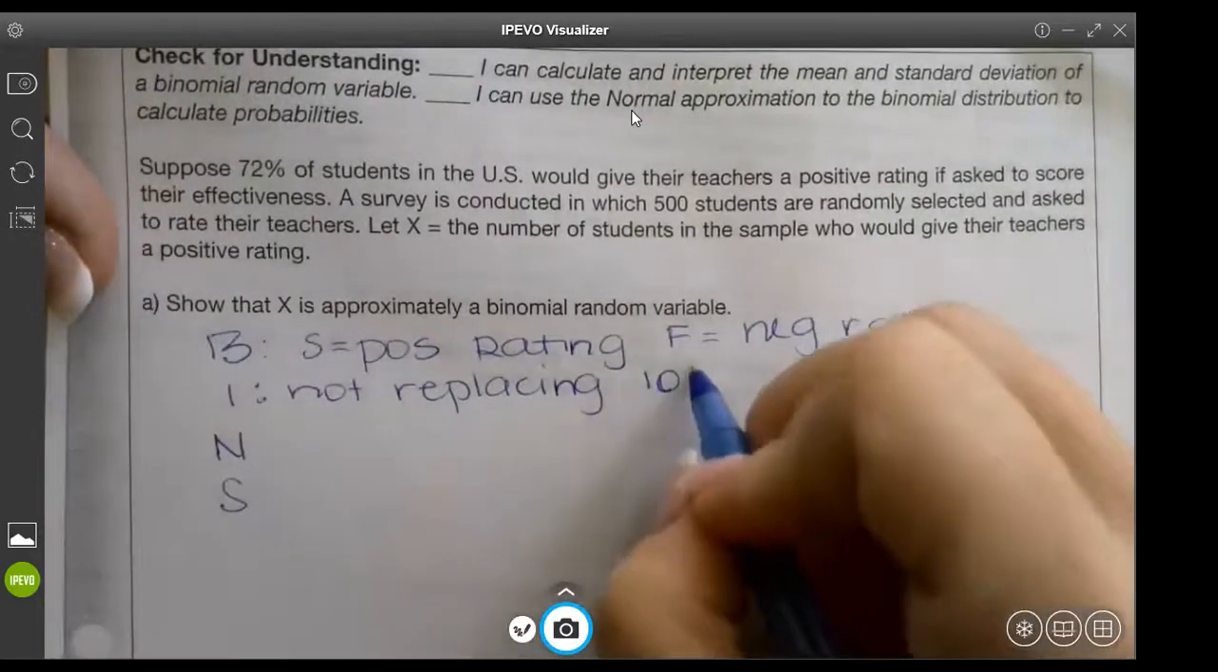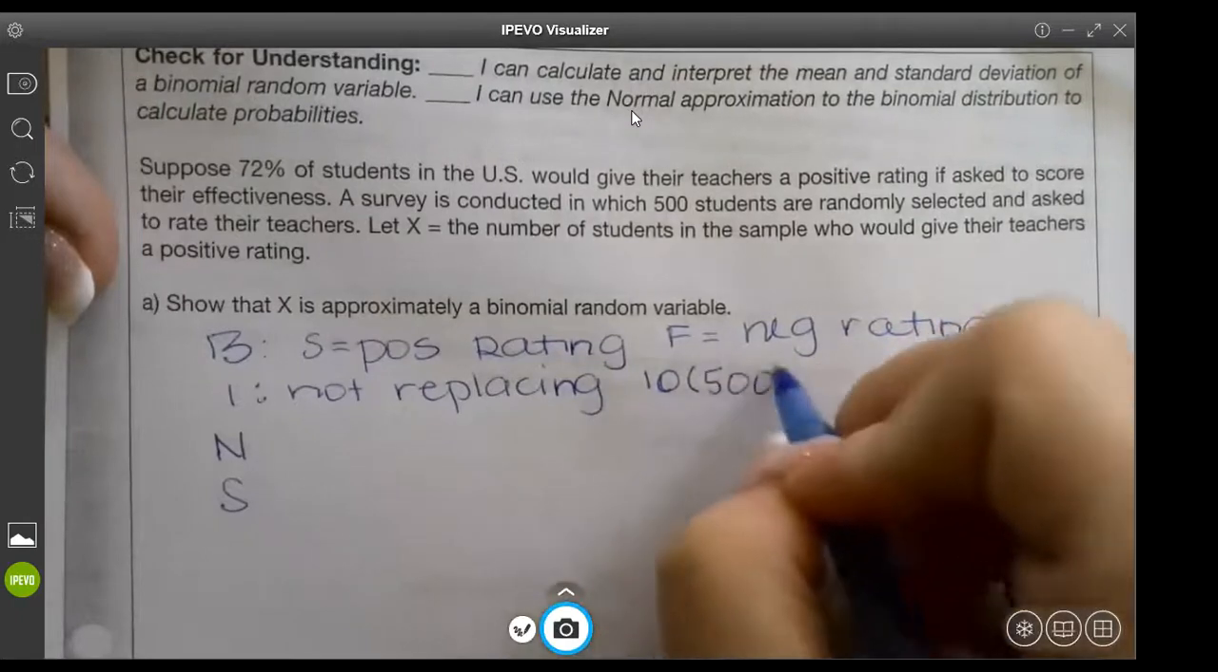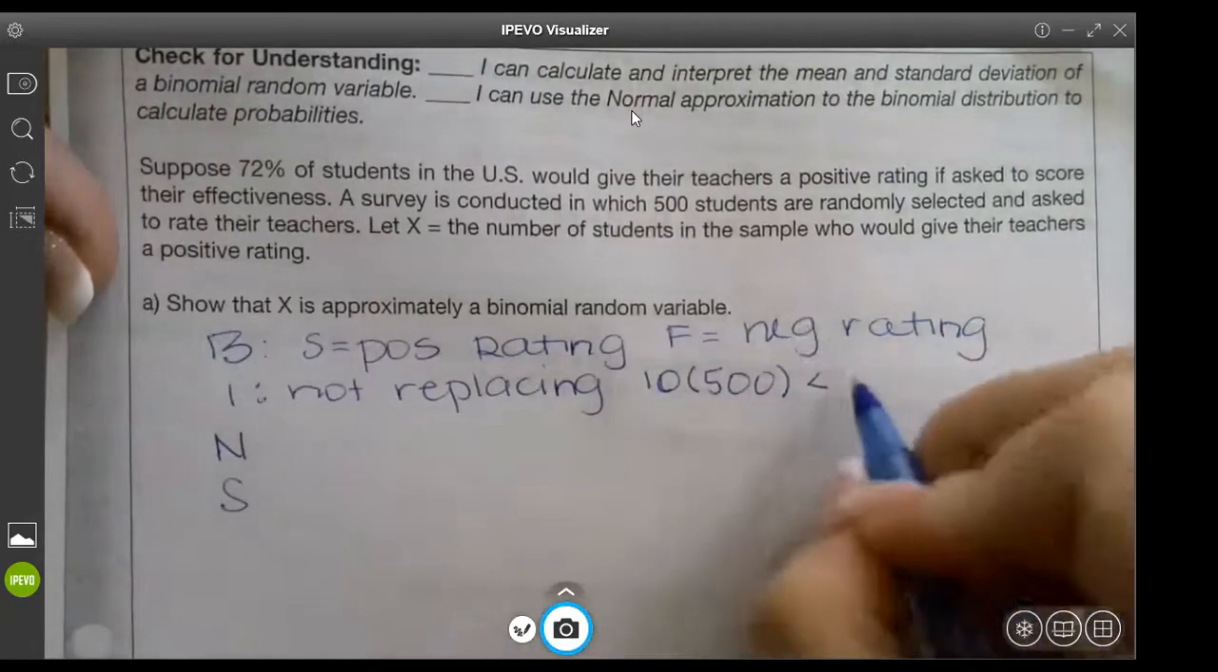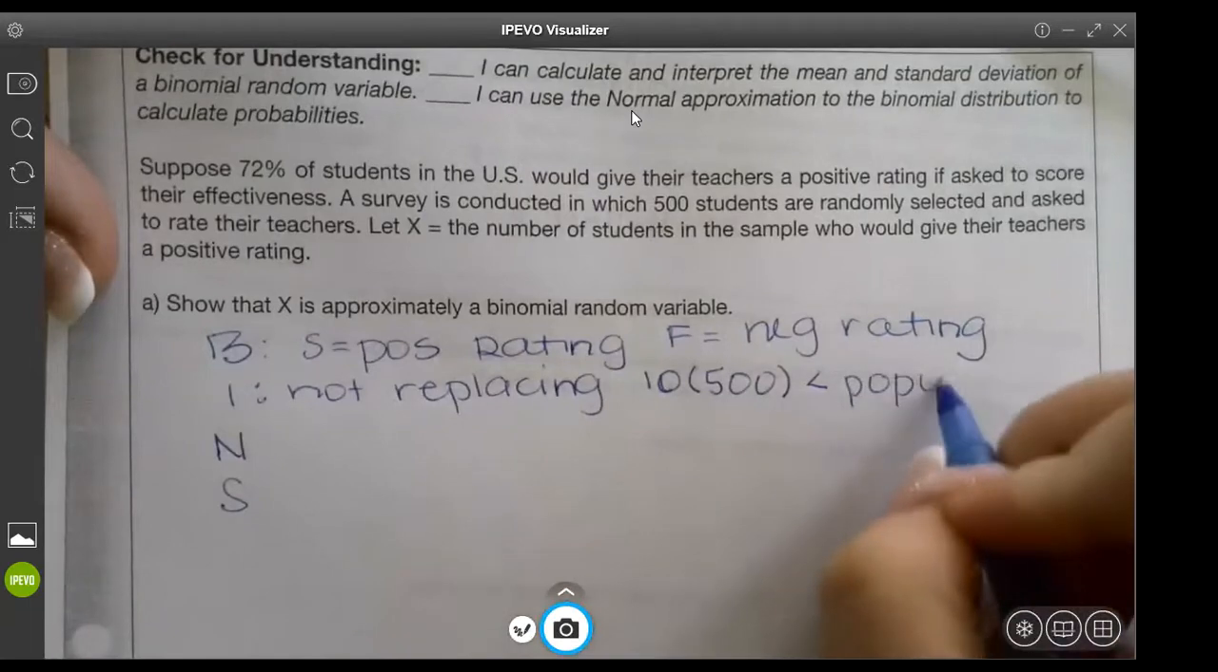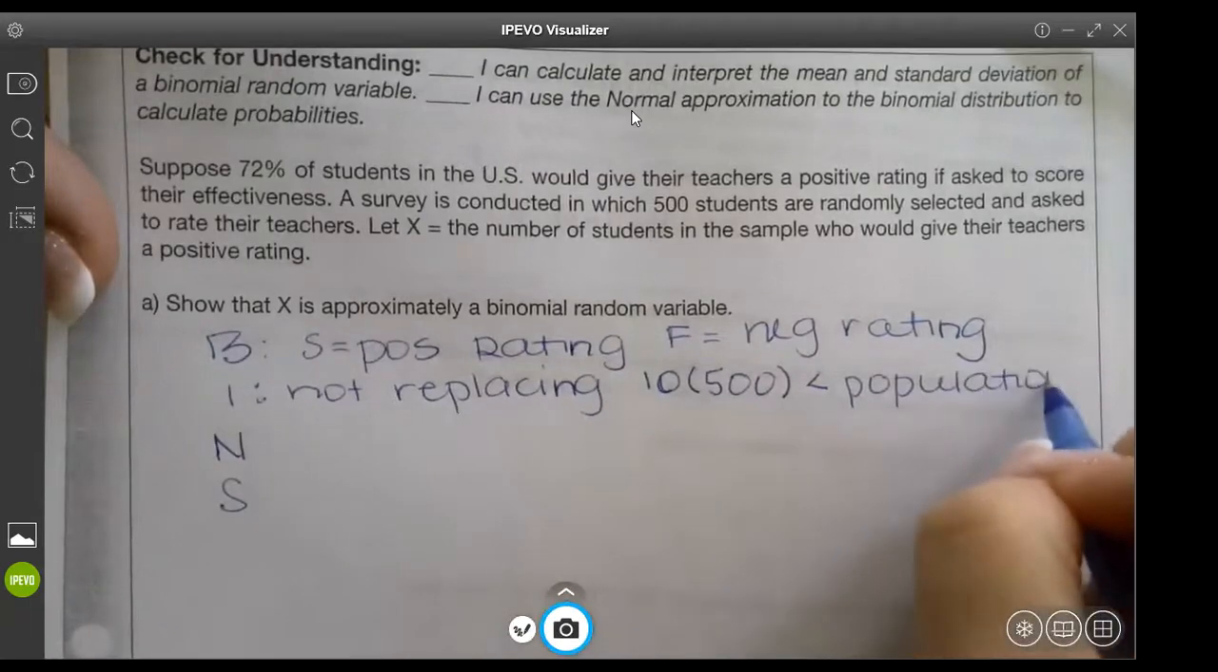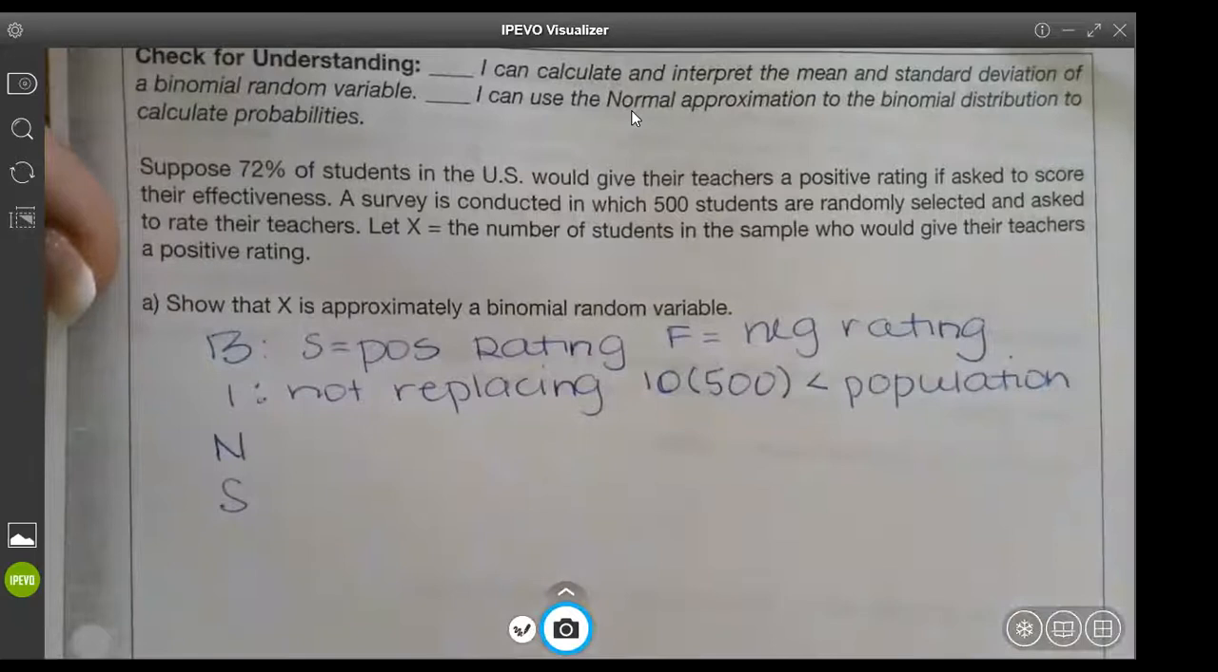So 10 times 500, and all you have to do is put that is less than the population. And that's what you're checking. You don't have to put any more than that, okay? So that tells me that I can keep moving on, that I can still use the binomial CDF or PDF.